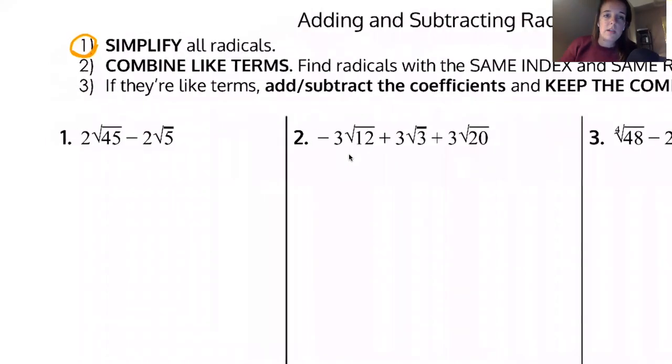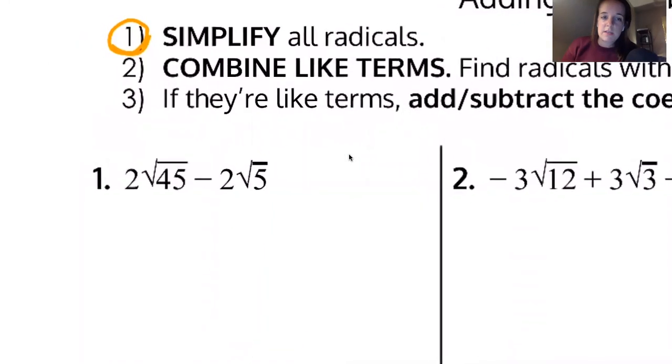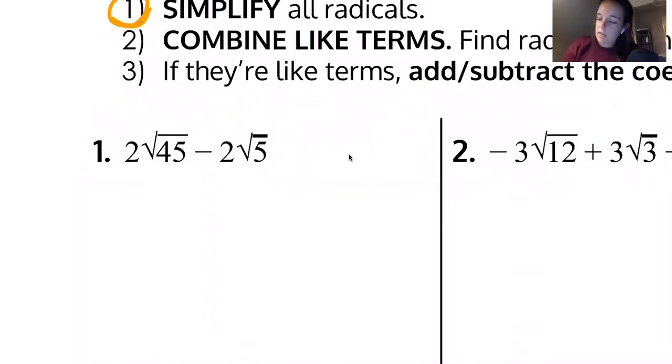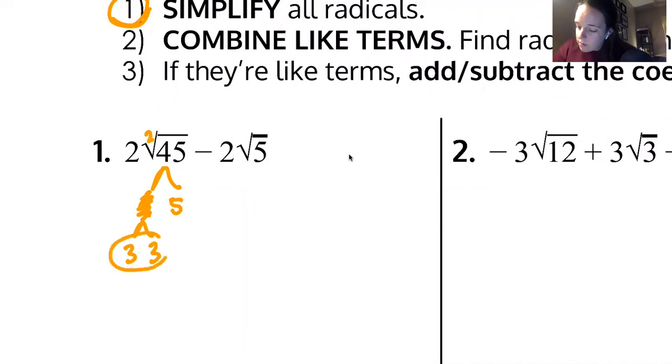So if I'm looking at number 1 here, my first step is going to be to simplify. I'm going to go ahead and make my tree here. So 45 is 9 and 5. 9 is 3 and 3. 9's gone, so I'm going to cross that one out. I have an index here of 2, so I'm looking for groups of 2. I have a group of 2 here. That 3 is going to go out to meet the 2, and the 5 is going to stay inside.